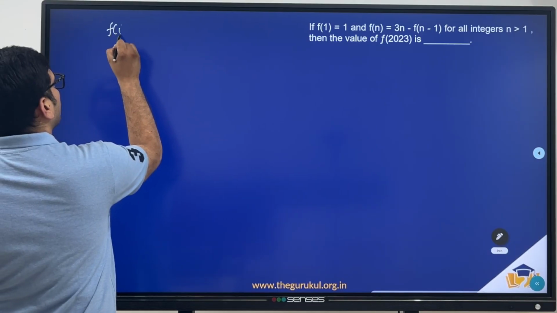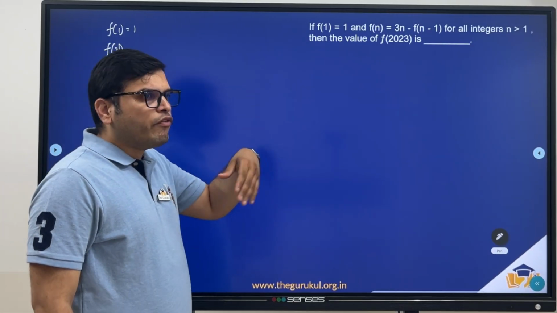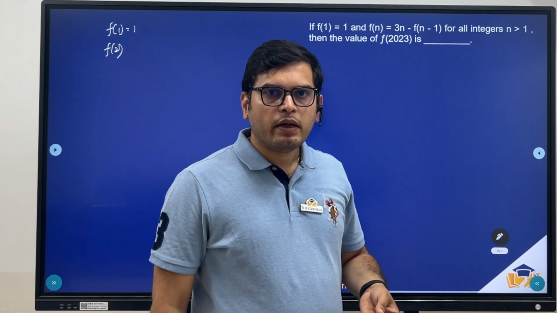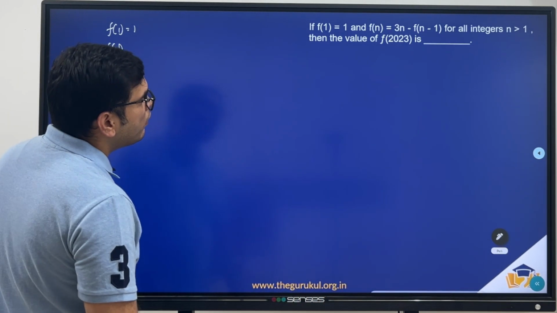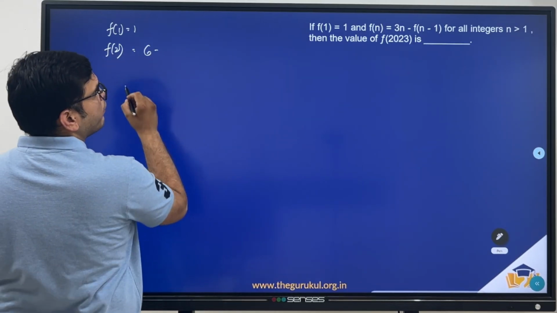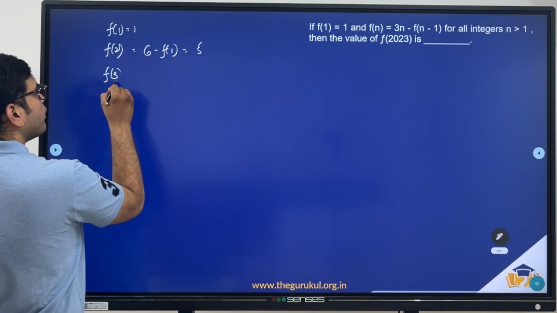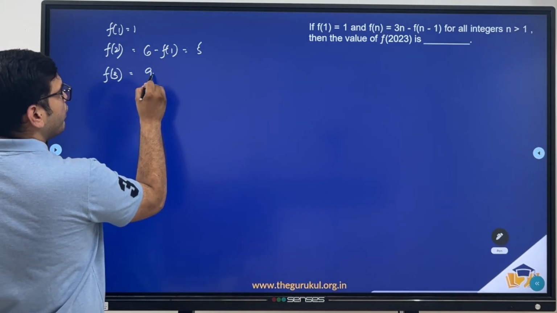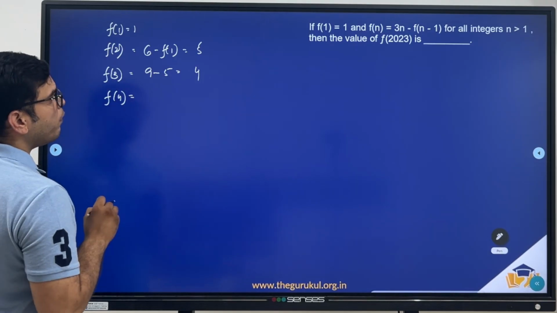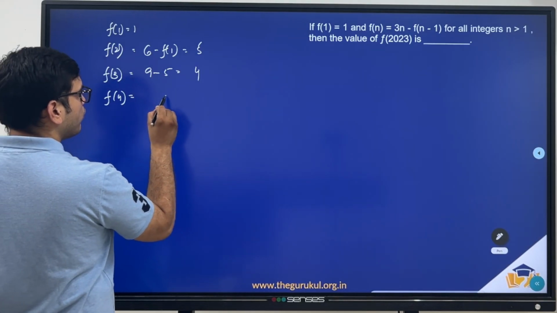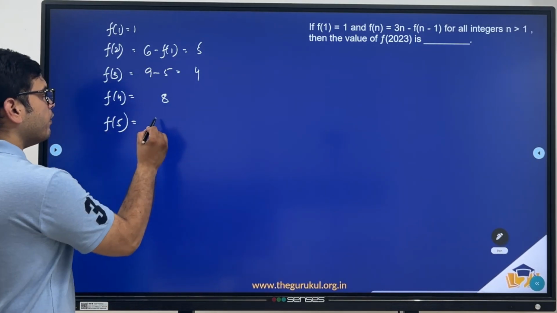Now we are given f of 1 is equal to 1. Now let us find the value of f of 2. So if you find the values of a couple of f of n's, you can directly understand the pattern and you can apply that. So f of 2 will be 3 into 2, 6 minus f of 1. Now 6 minus 1, 5. Now f of 3, 9 minus f of 2, 5, 4. f of 4, so 12 minus 4, 8. Now f of 5, so 15 minus 8, 7.